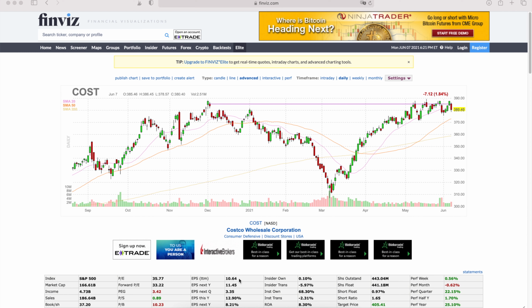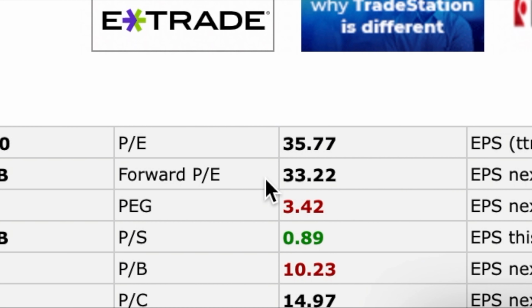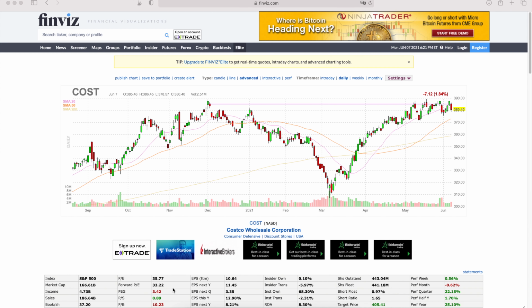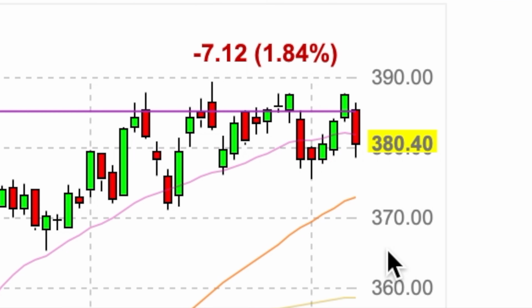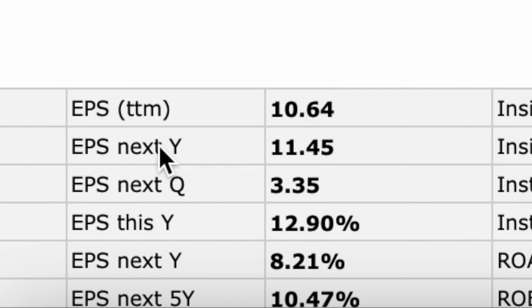The forward price to earnings ratio for Costco is showing right here, which is 33.22. And we get that number by taking the current stock price of $380.40 divided by the earnings per share for the next year, which is 11.45.